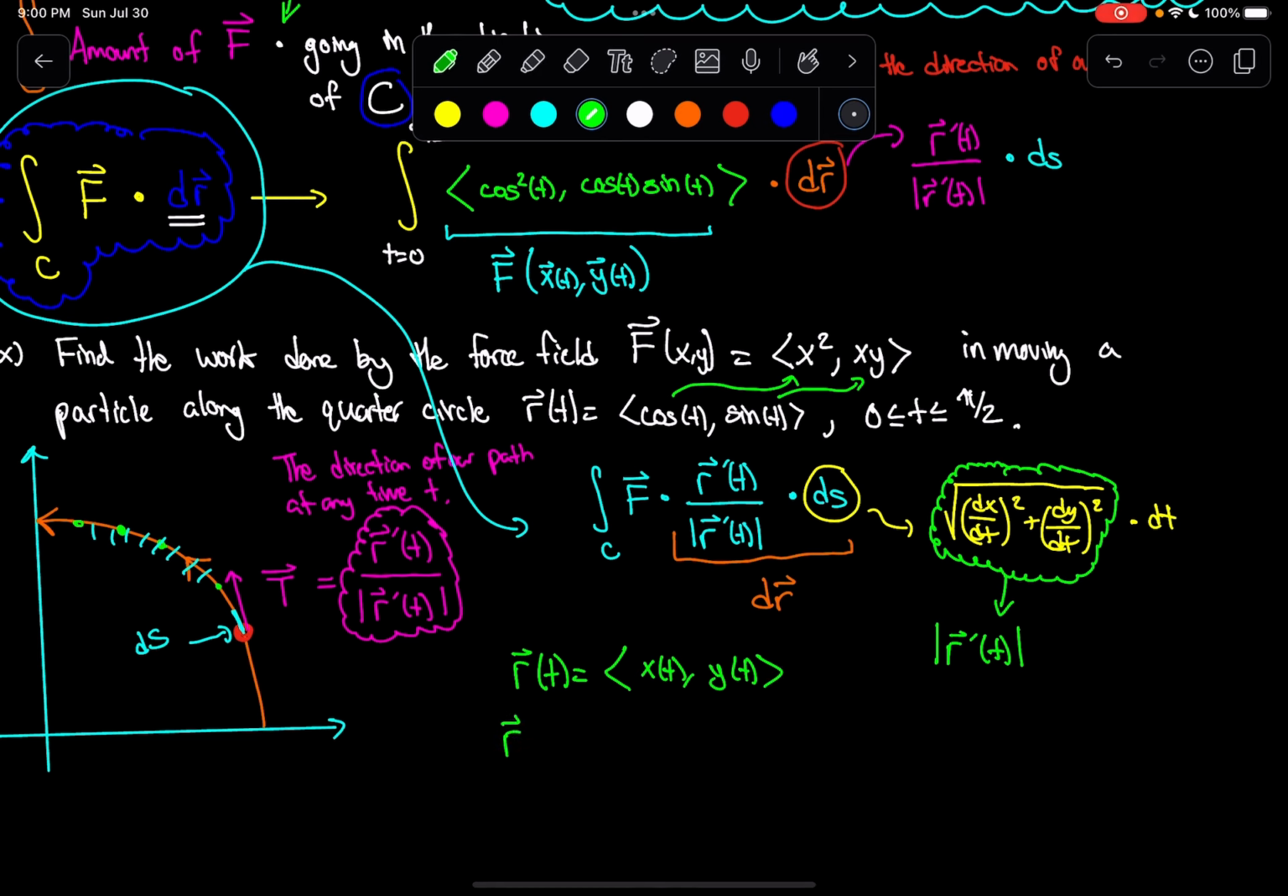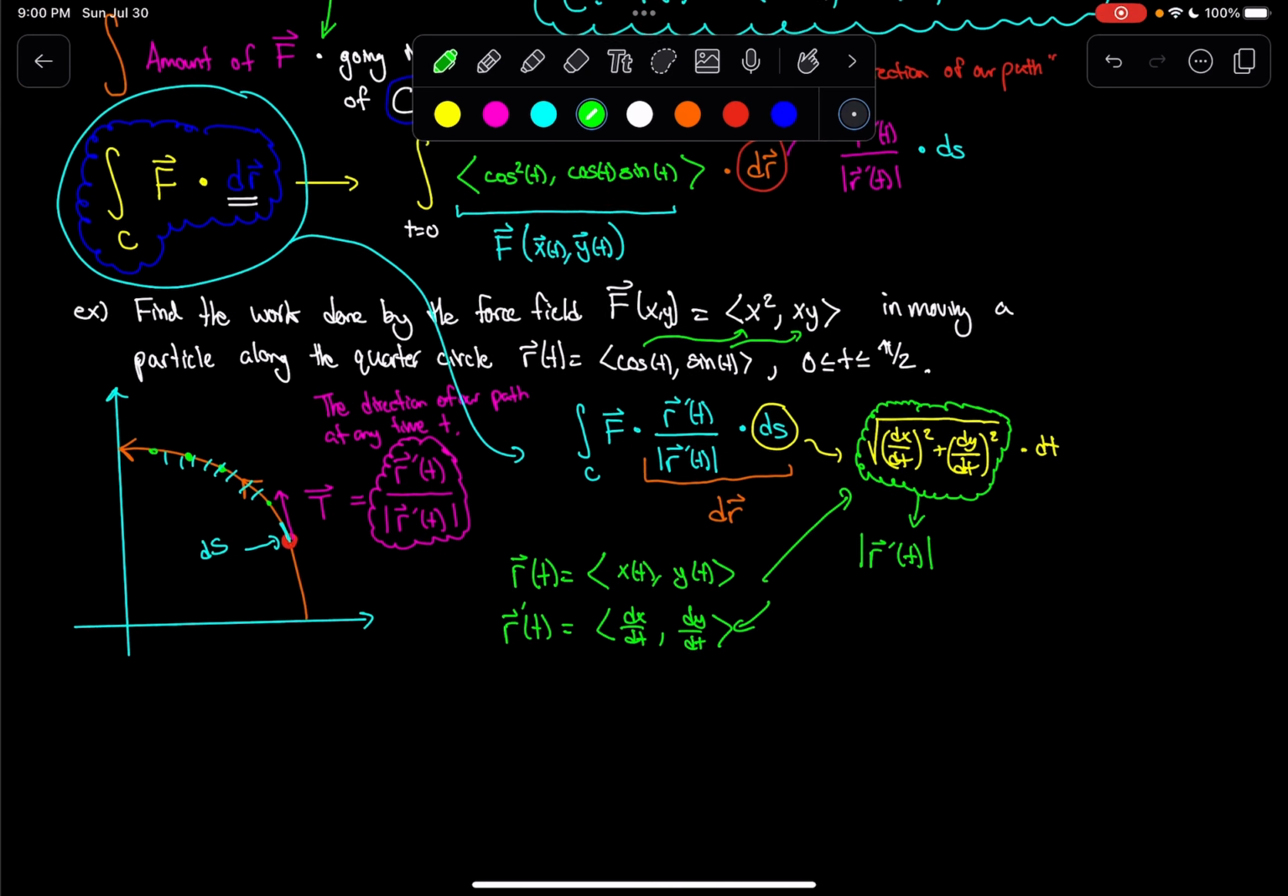And I take r prime, well, that's going to be dx/dt and dy/dt. And then what is the magnitude of this? What is the length of this vector? Well, you do that by the Pythagorean theorem, using this little square root thing.